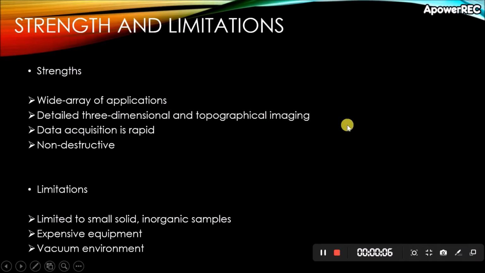Finally, the strength and limitations of SEM. SEM has a wide range of application depending on the detector used. It provides detailed three-dimensional and topographical imaging. Data acquisition for SEM is rapid and is a non-destructive method. SEM is limited by the type of sample it can be used. Only small and solid inorganic samples can be used in SEM. It is an expensive equipment, and finally, analysis has to be done under vacuum environment.